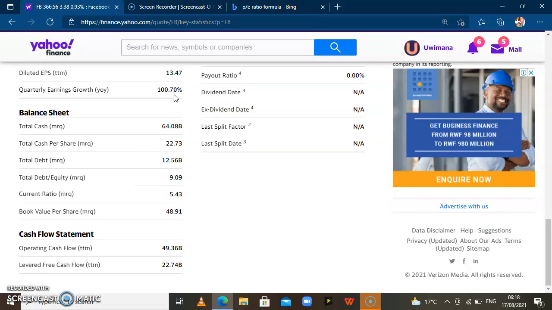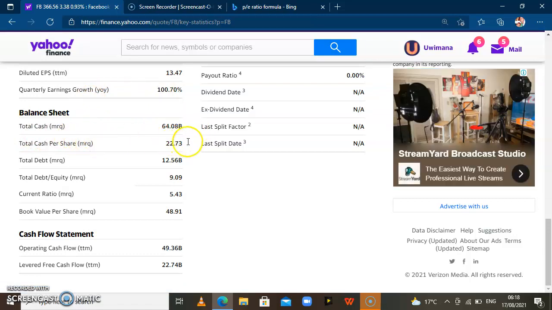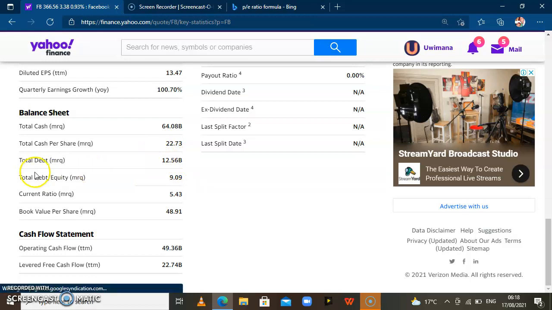So let's look at the balance sheet. When we're looking at the balance sheet, we really want to know how much debt is there and how much cash it has to pay the debt, right? So we can see the total cash is $64 billion, and the total cash per share is this. The total debt is $12 billion. Compared to the cash they have, they can still pay the debt and keep moving on, which is a good measure that shows this company is in a really good position.